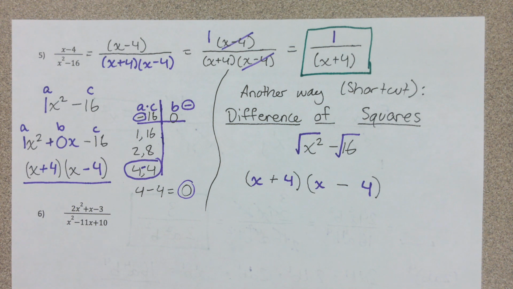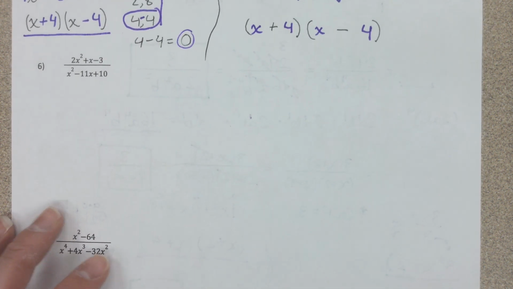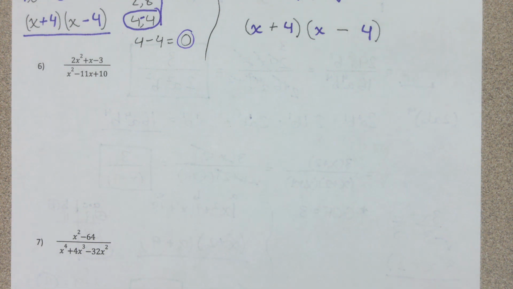Questions on number 5? We got 2 more. I'll try to get through these a bit quicker since these are all a review of what we've covered already at this point. Number 6, (2x squared plus x minus 3) over (x squared minus 11x plus 10).